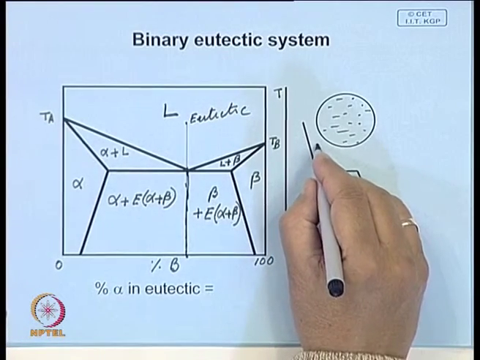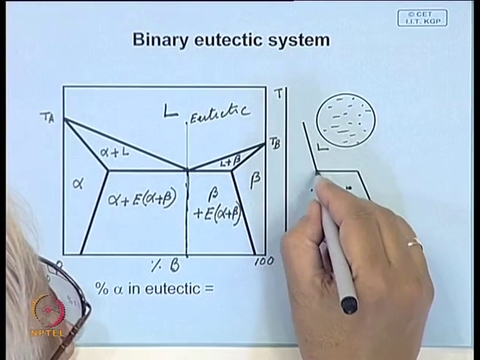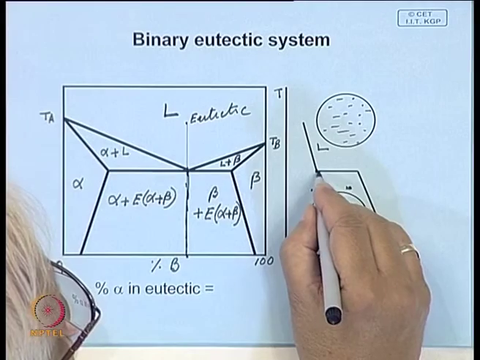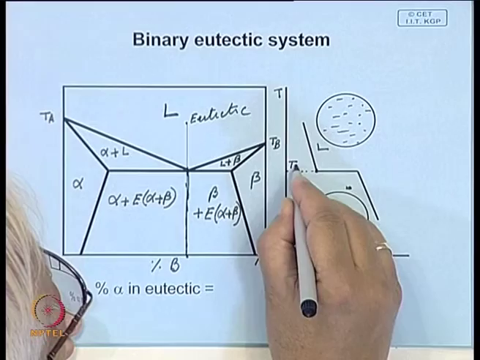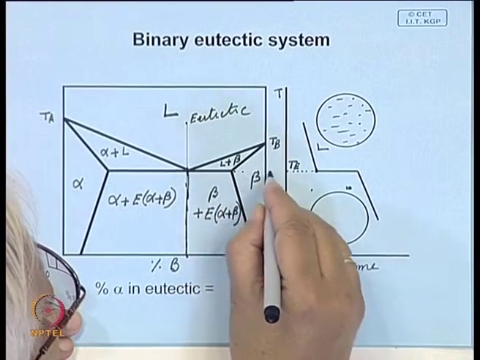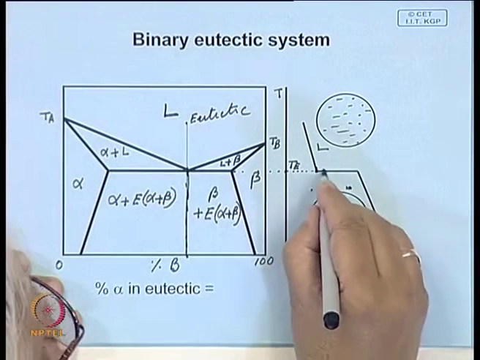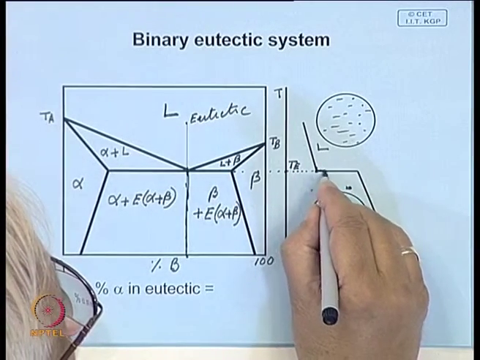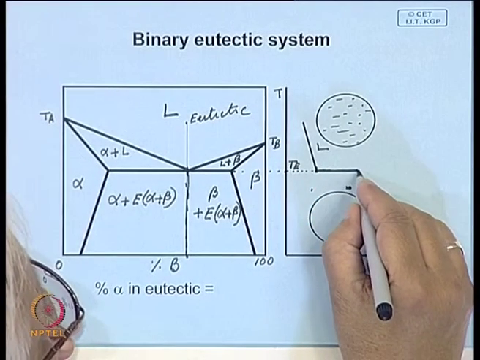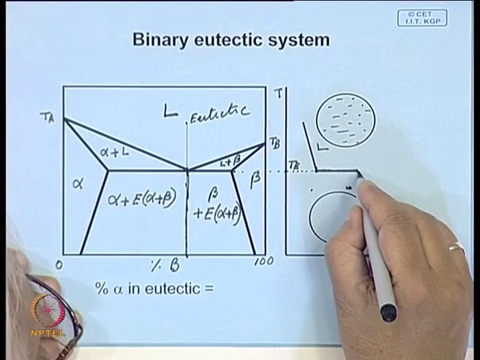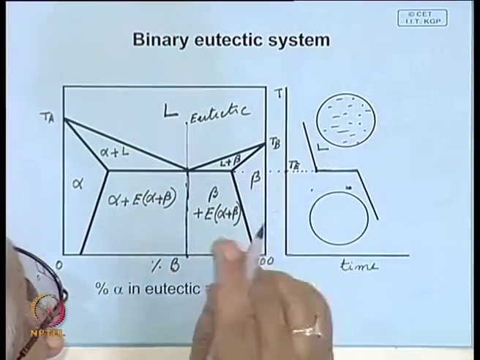So, this portion it is liquid and the solidification starts here after certain time. When you cool to a temperature, this temperature is called the eutectic temperature. This is the eutectic temperature, and when the solidification starts, the temperature does not go down, it remains constant, and once the solidification is completed, then the temperature drops down. Now, how does this process take place?